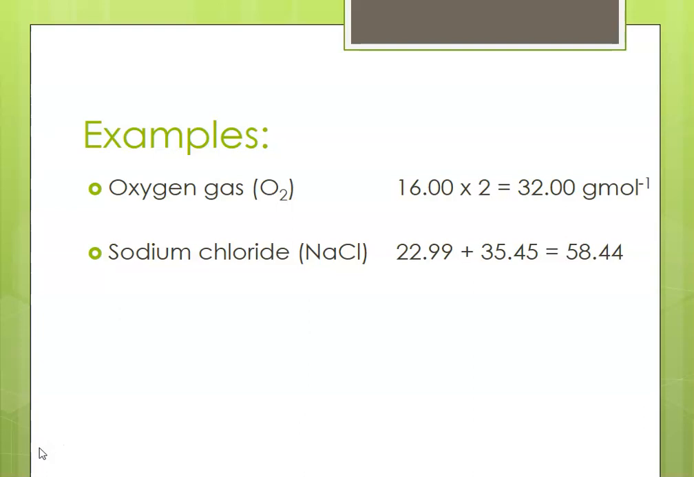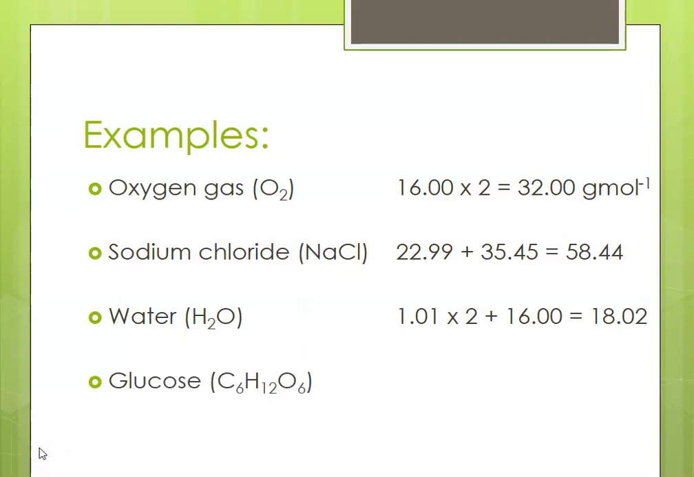Okay, some more examples. Water is a molecule. It consists of 2 hydrogen atoms and 1 oxygen atom. So to work out the molar mass of a water molecule, I'm going to need to take the molar masses of hydrogen, of which there are 2, and the molar mass of oxygen, of which there is 1, and add them all together. And we find that water has a molar mass of 18.02 grams per mole. In other words, one mole of water molecules weighs 18.02 grams.